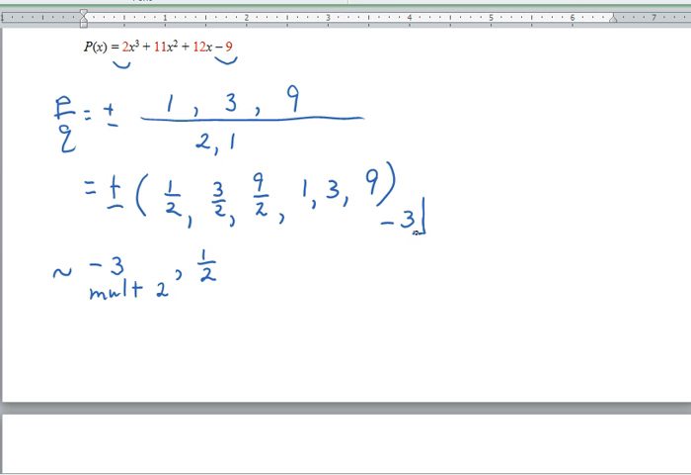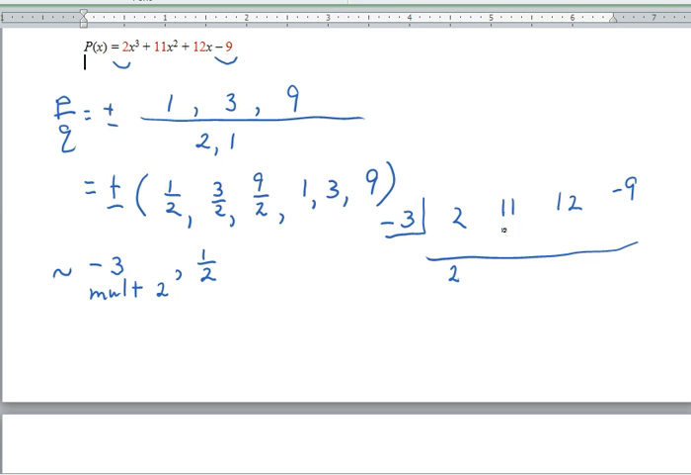I'm going to divide by negative 3. The coefficients are 2, 11, 12, and negative 9. So 2 will be the leading coefficient in the first quotient.